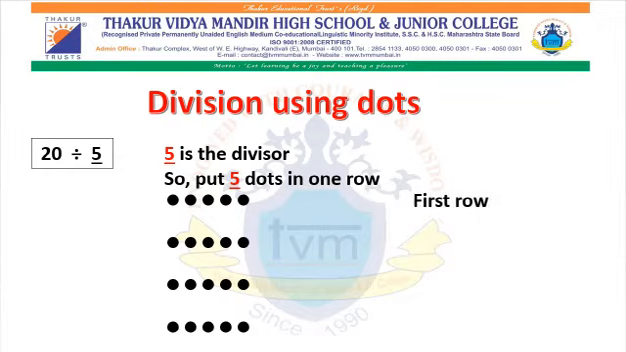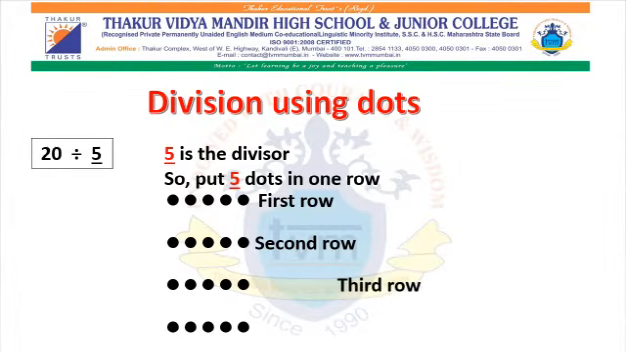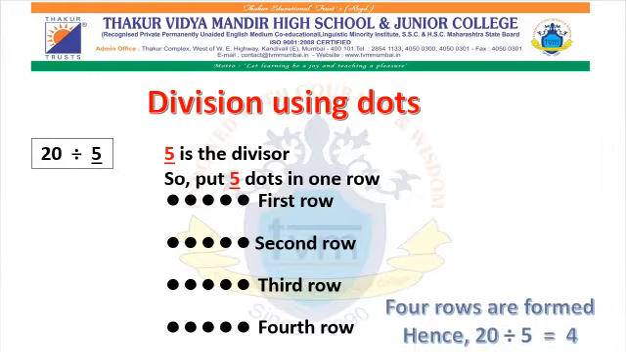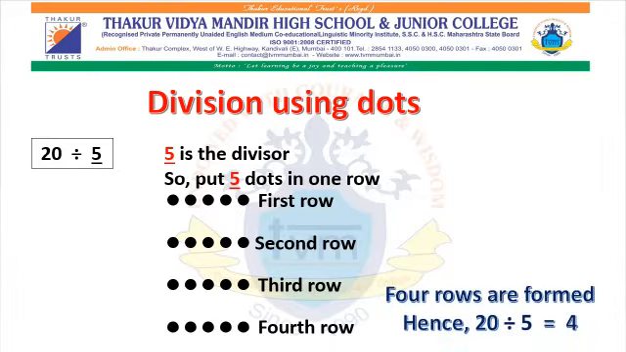So here we can say the first row has 5 dots, the second row has 5 dots, the third row also has 5 dots and the fourth row also has 5 dots. Now all together we have made 4 rows. So we write: 4 rows are formed, hence 20 divided by 5 is 4. It's very simple. Students, instead of dividing vertically, we can use this dot method.